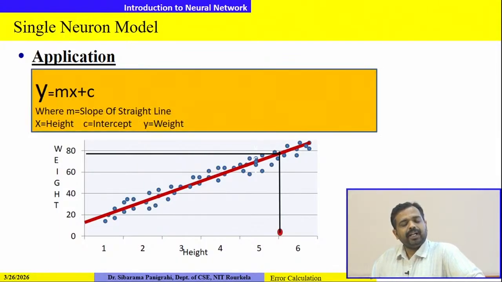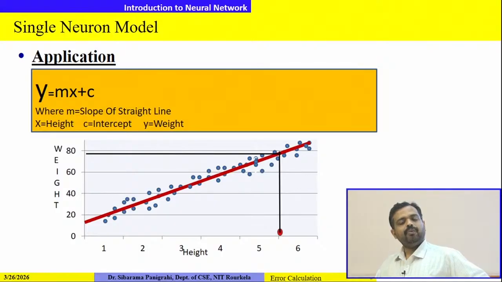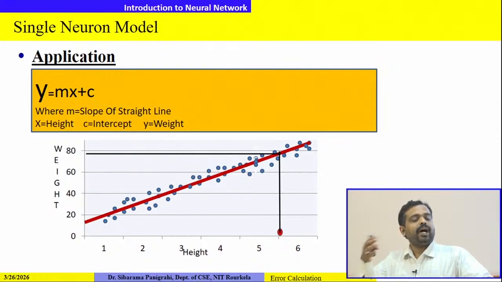Fitting a straight line to the data means, what is the equation of a straight line? It is nothing but y equal to mx plus c. Now we have obtained the value of slope m and the intercept c, so that we can map the input x, that is height, to the output y, that is the weight. So, in order to fit the straight line to the data we need to compute the error.